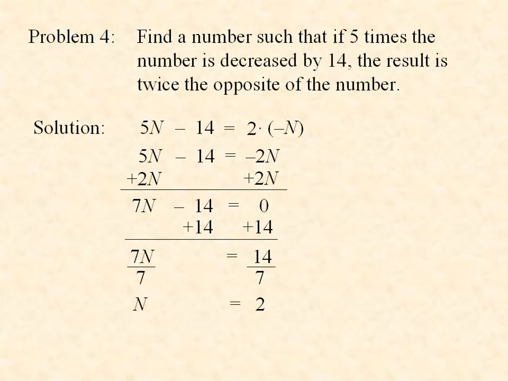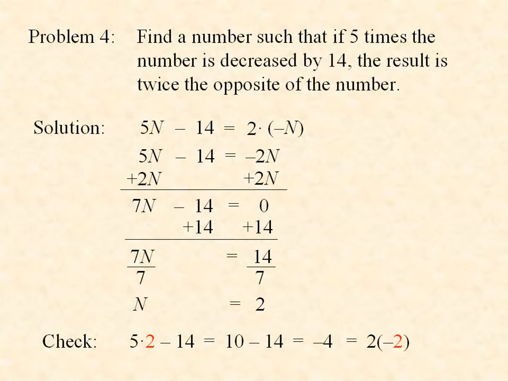Let's check this. 5 times the number decreased by 14. 5 times 2 minus 14. That's 10 minus 14, or negative 4. And that result is supposed to be twice the opposite of the number, and it is. It is 2 times the opposite of 2.